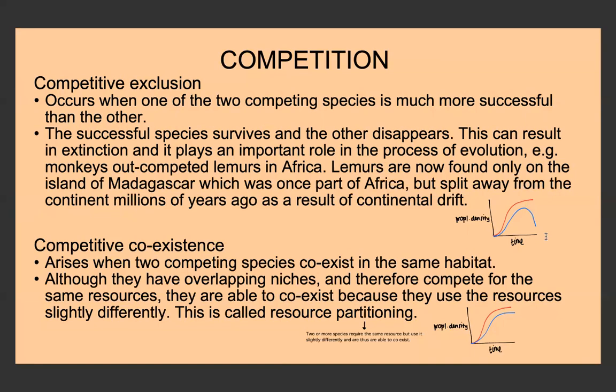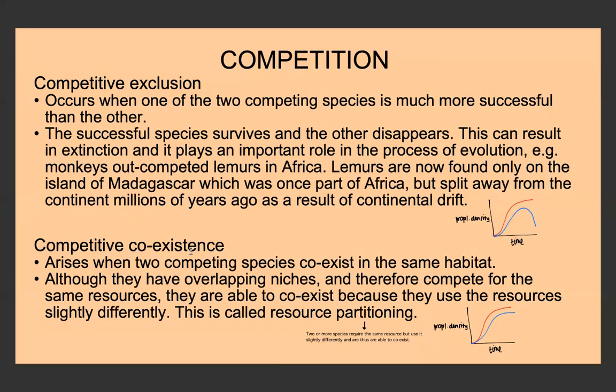So if we looked here at a population density graph, the one successful population would continue to increase and stabilize around carrying capacity, whereas the unsuccessful organism would increase and then be outcompeted and decrease, possibly leading to extinction. The other thing that can happen when there are similar ecological niches is competitive coexistence.